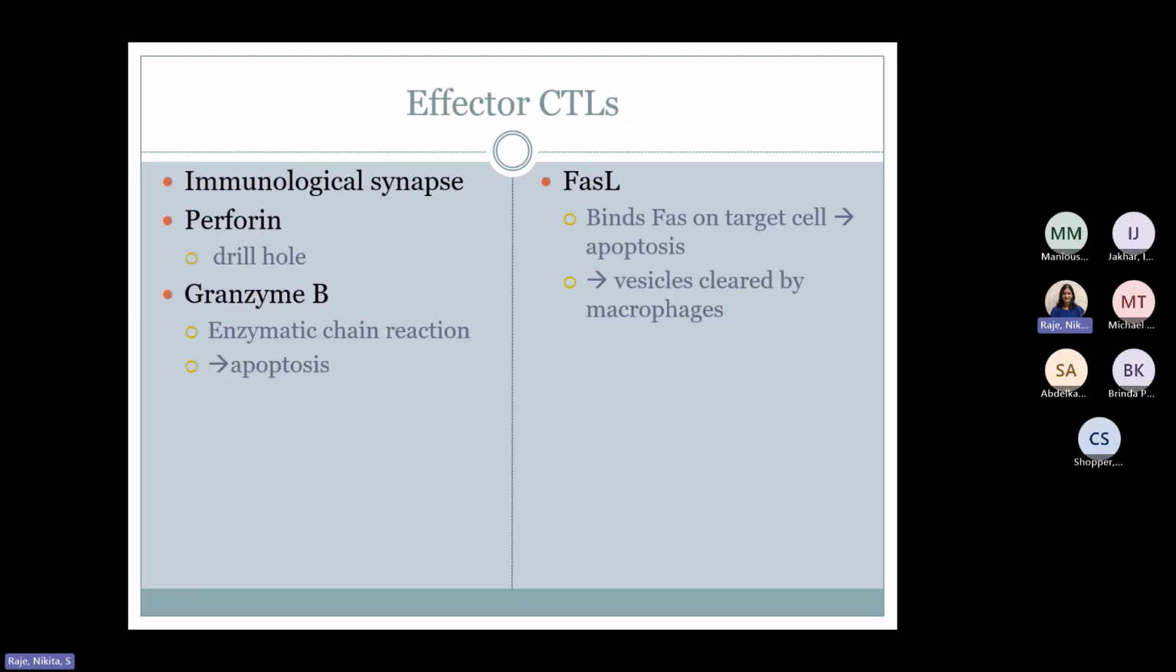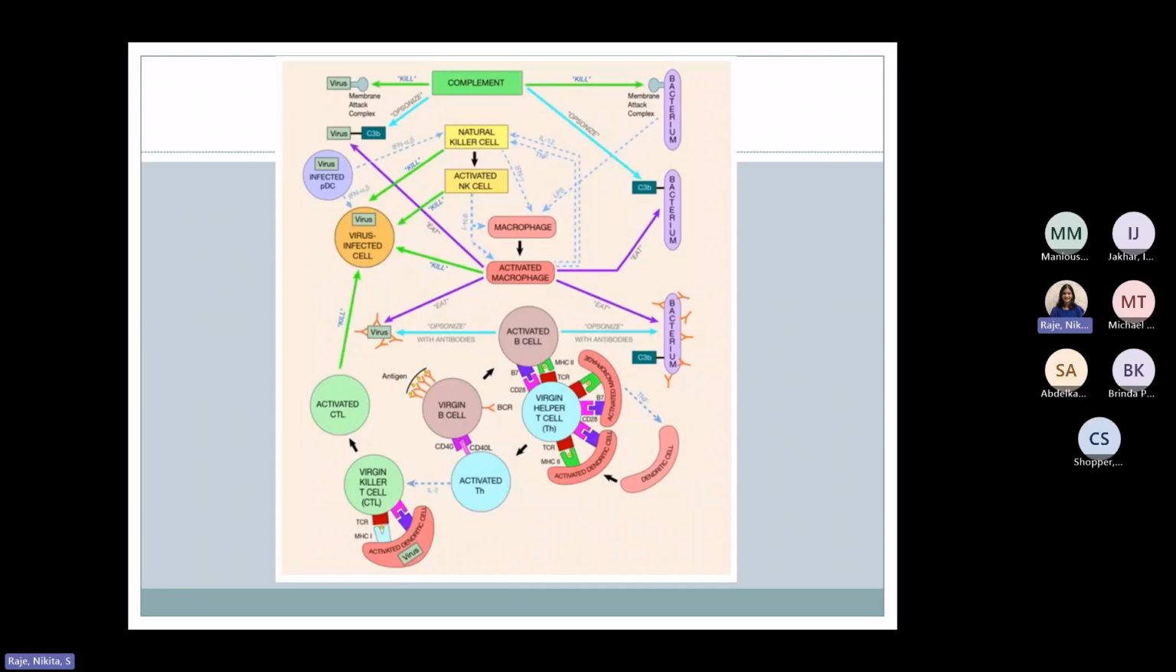So we talked about the helper T cell and the cytotoxic T cell function. Now we can move ahead, switching gears and talking about lymphoid organs in chapter 7. Any questions at this point?